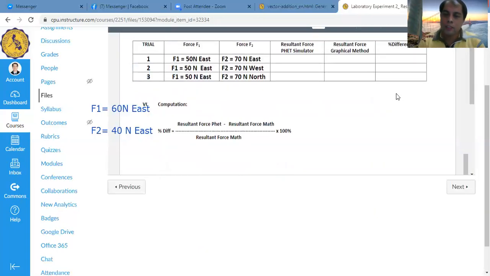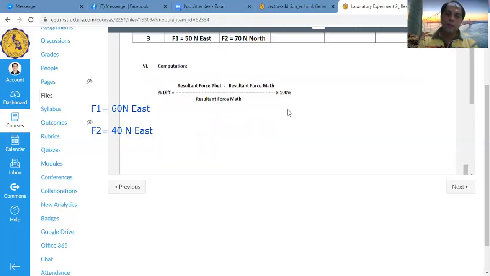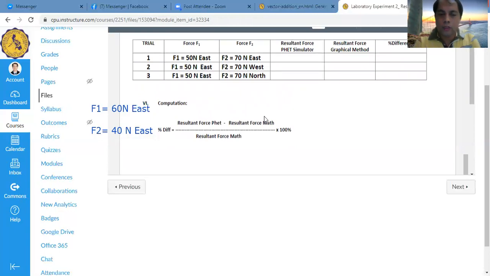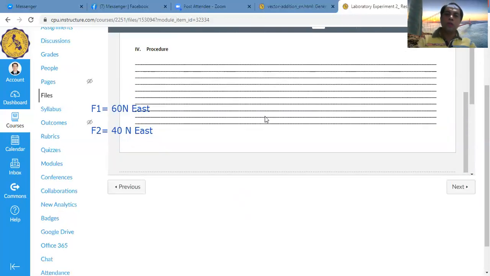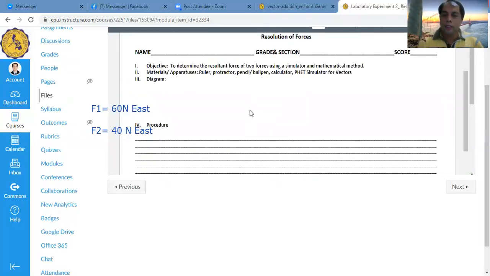For the percent difference, we will be subtracting the computed and the graph values of our resultant, the magnitude only. And again, mark the percent difference there. Please make sure that you write your computation, and make sure that you complete this one also. For your procedure, you can simply follow the activity that I illustrated using this video. Hopefully you understand the activity, and God bless everyone for your activity today.